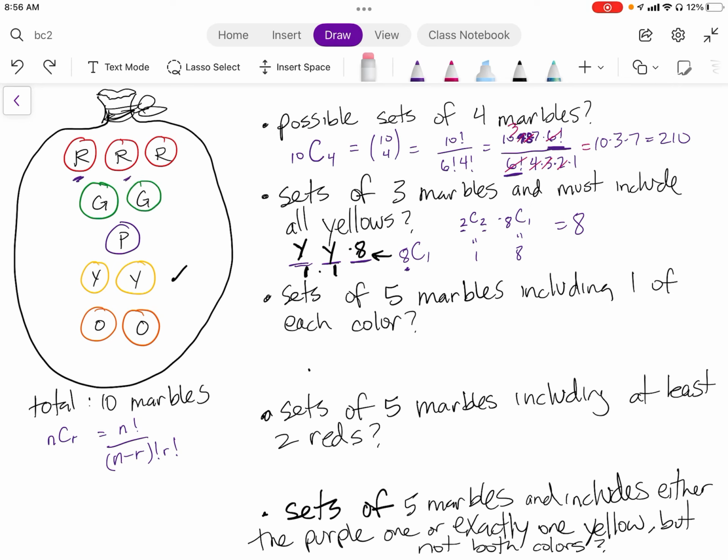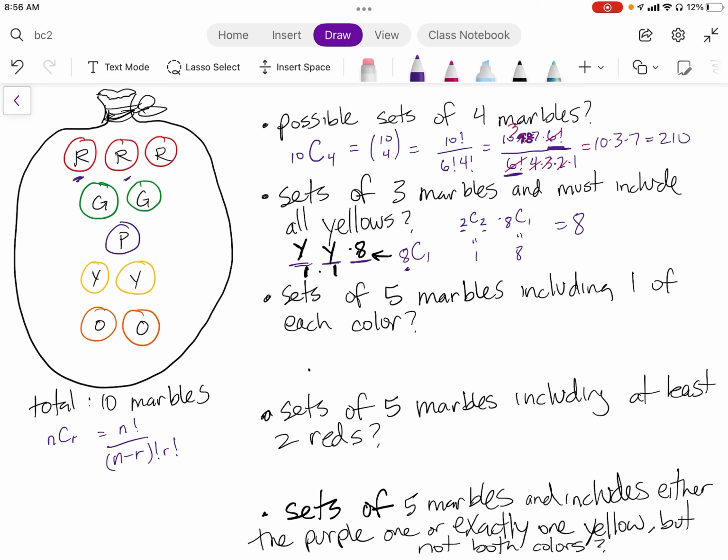We'll just leave those marks there. I don't want to erase my marble. All right, set of 5 marbles, including 1 of each color. Well, this one isn't terrible because we only have 5 colors, right? We have red, green, purple, yellow, orange, so 5 colors.